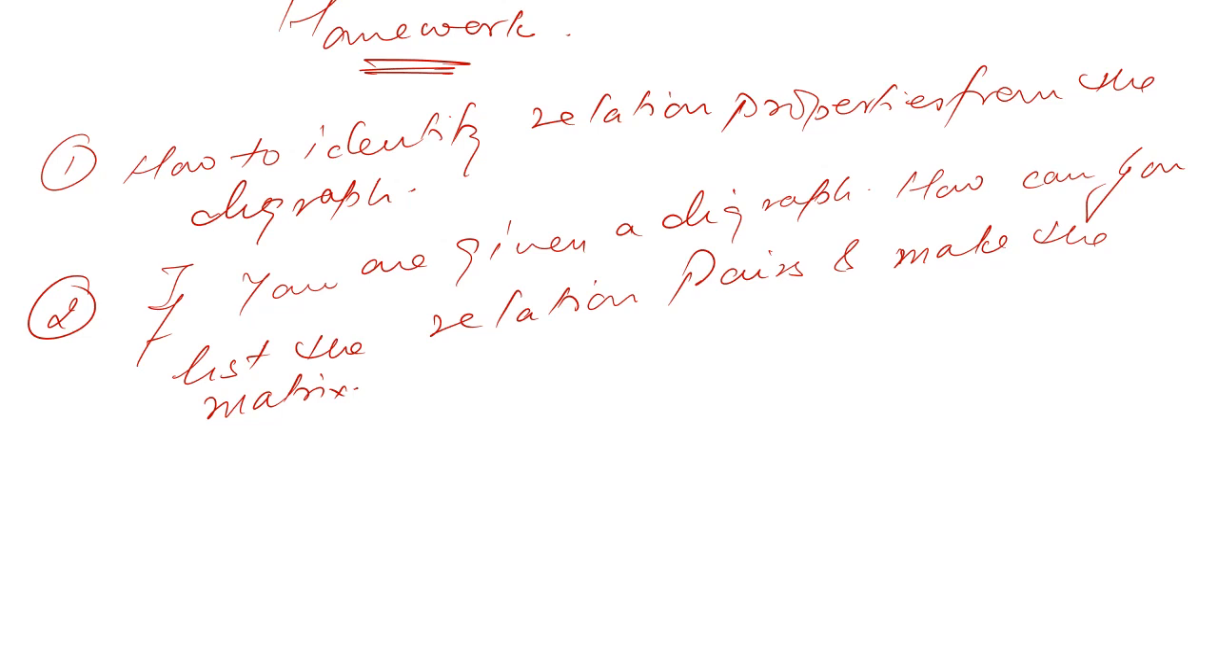I suggest for this particular thing, what you do, you take at least 5 to 6 examples of relations, you create the digraph, then you create the pairs, then you create the matrices. So practice them. I'll give certain questions in the next test. So let's proceed further.